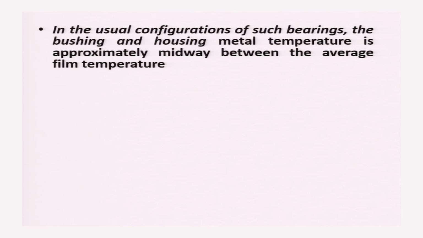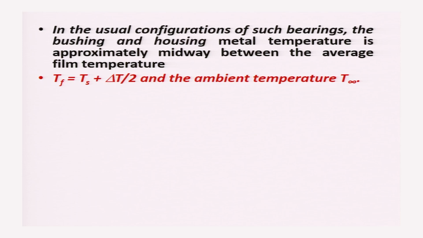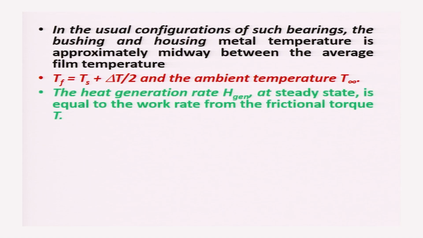In the usual configuration of such bearings, the bushing and housing metal temperature is approximately midway between the average film temperature. Tf is given by Ts plus delta T divided by 2, and the ambient temperature is T infinity. The heat generation rate T gen at steady state is equal to the work rate from the frictional torque Tf, and this Tf will be your F, W, where W is the radial load which is acting, and R.